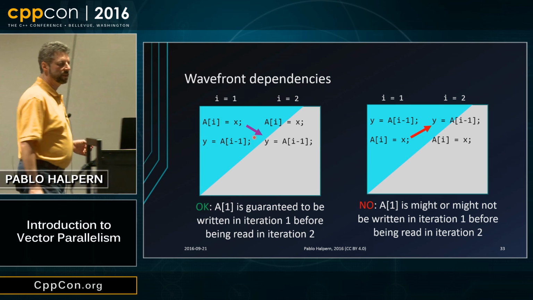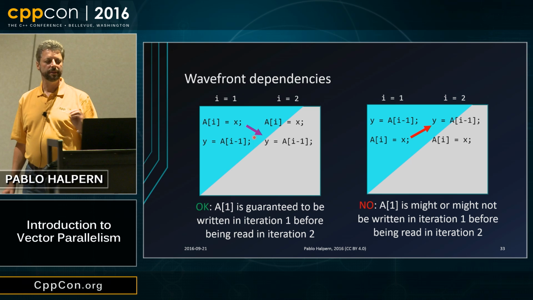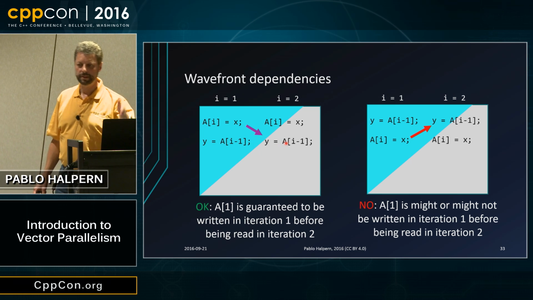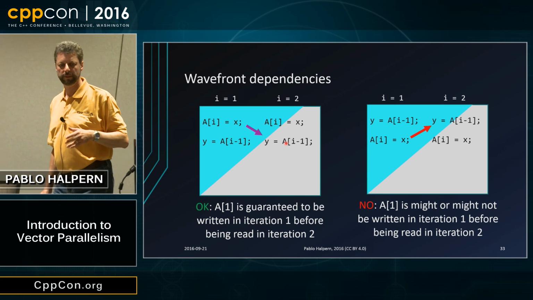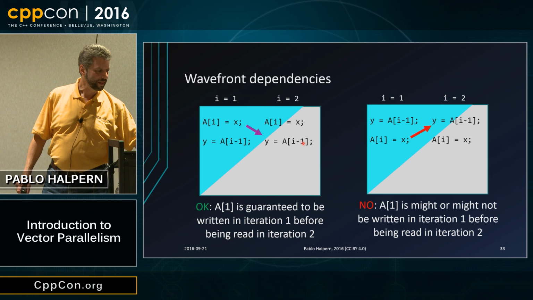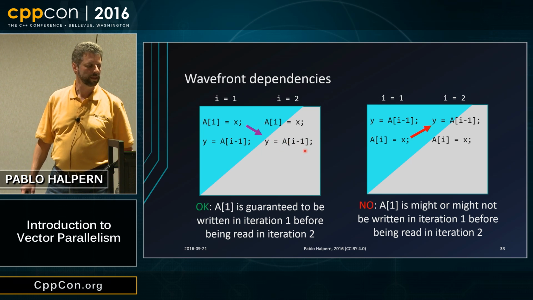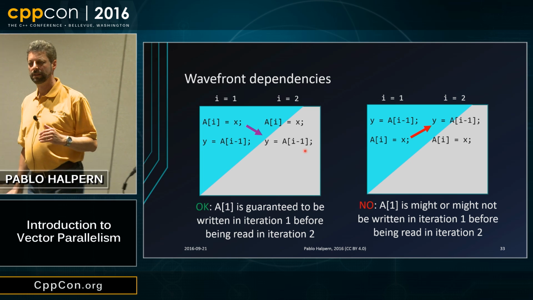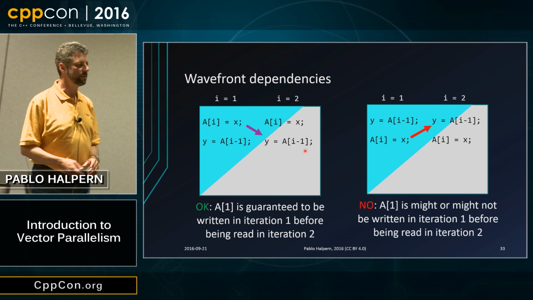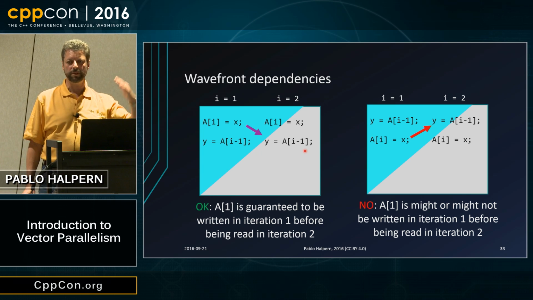And serial semantics are preserved in the first case because that write to a sub i is guaranteed to occur before the read from a sub i minus 1 on the next iteration, which is the same value of the array. It's really clear how these two elements of A are the same element. They are talking to the same element, but they are sequenced. SIMD guarantees the sequence. Vectorization in general guarantees that sequence. Parallelization does not. So we see that diagonal line of the wavefront.